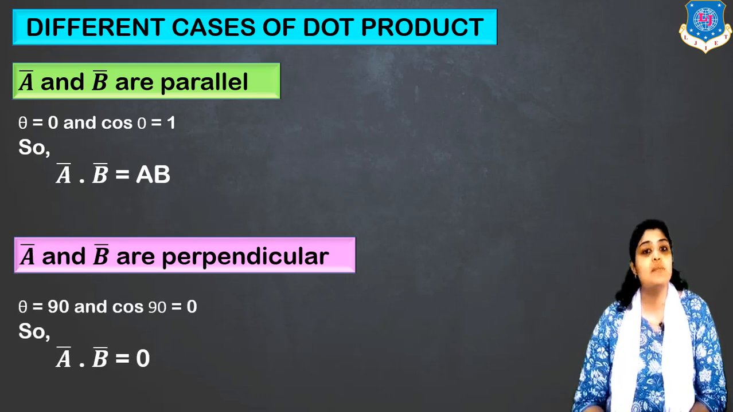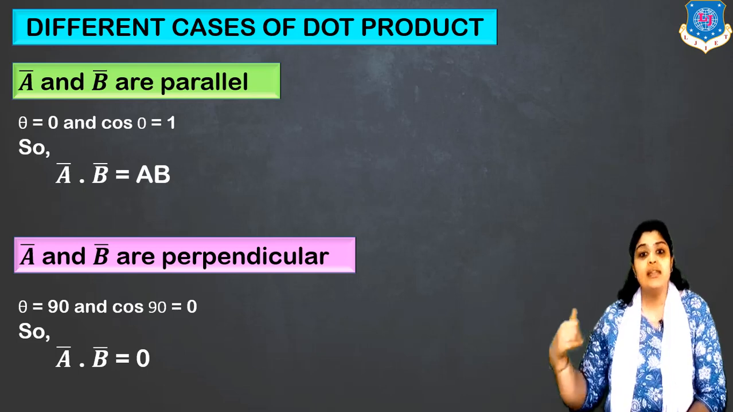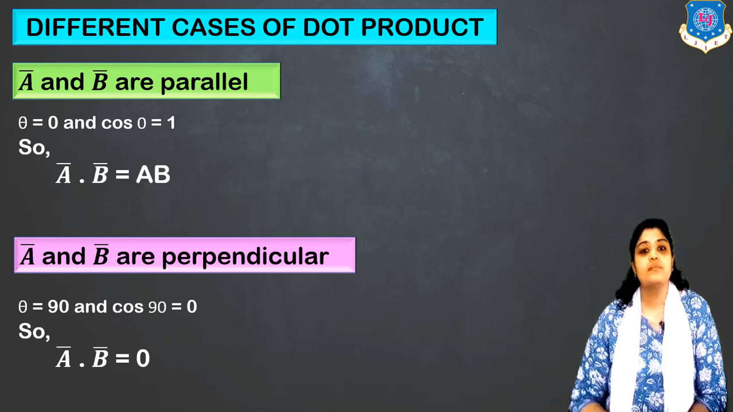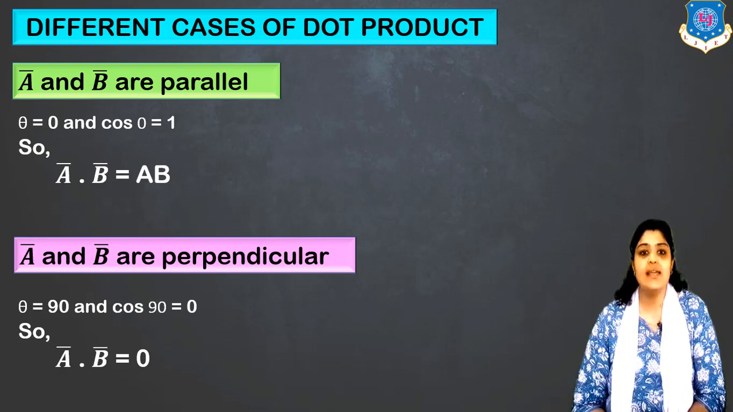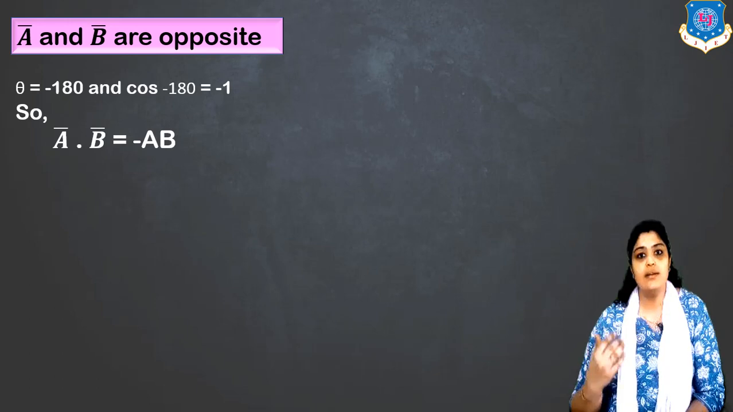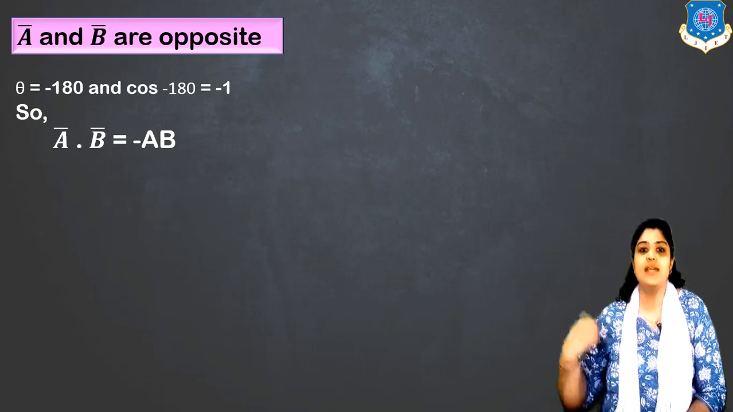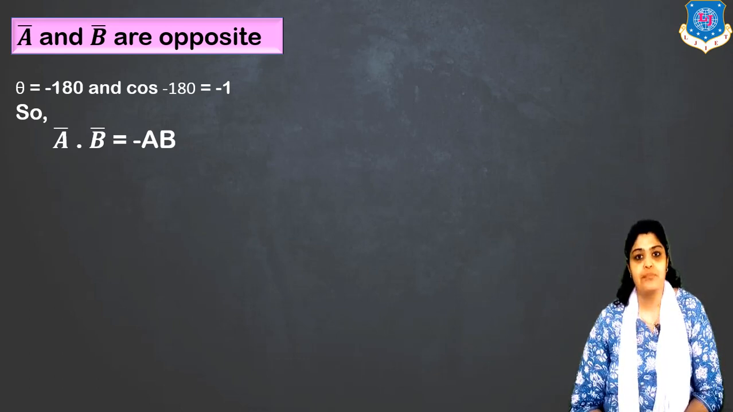So the angle between them is pi by 2 or 90. In this case, I would say the dot product is 0 because I know that cos 90 is 0. Now suppose I take the third case wherein the two vectors A and B are opposite to each other, that is, I have angle as minus pi. In this case, I would say the dot product A dot B is equal to minus AB.